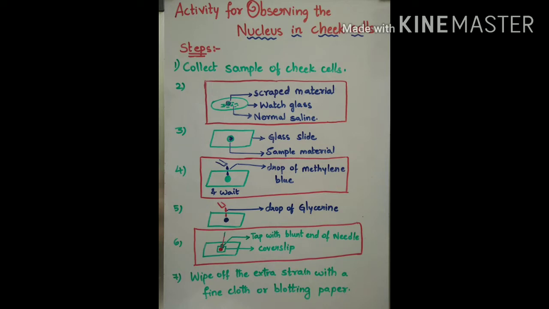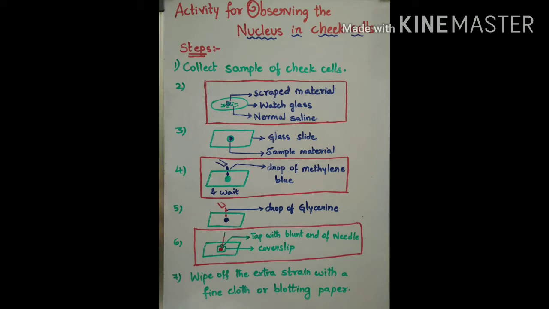First of all, we have to follow a sequence of steps. For example, we have to collect a sample of cheek cells. How can we collect this? We can do it when we wash our mouth, and then scrape a little of the internal lining of the cheek inside the mouth with a clean toothpick or spatula, or even an ice cream spoon. With the help of this, we collect the sample.